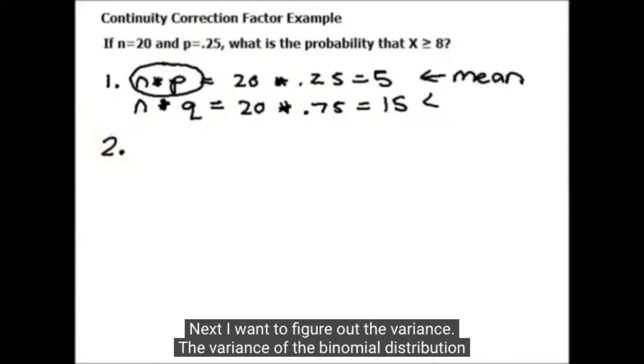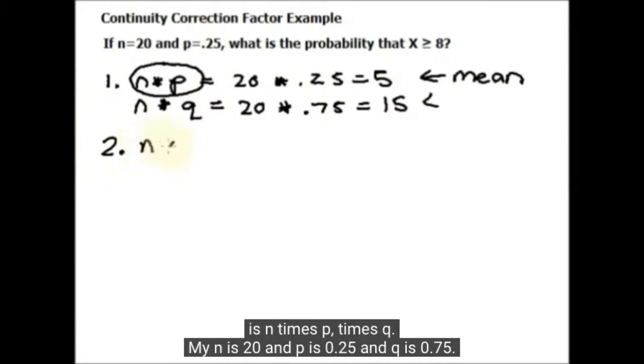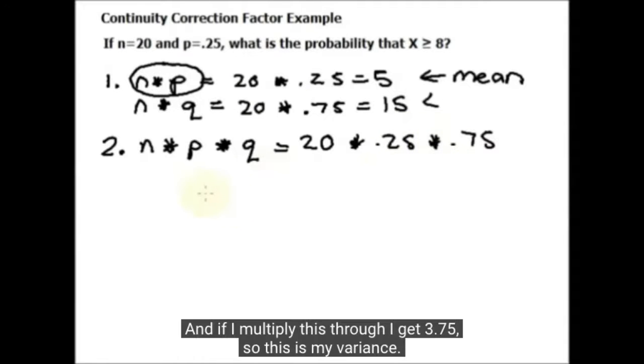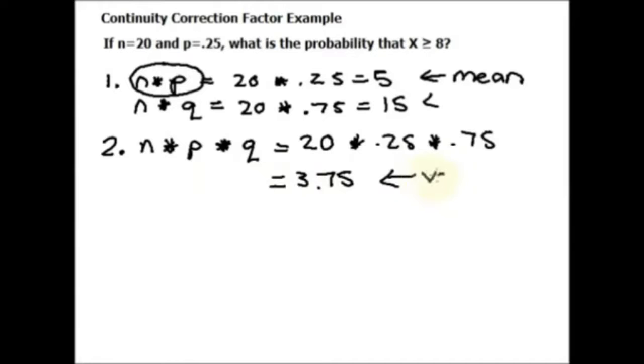Next, I want to figure out the variance. The variance of a binomial distribution is n times p times q. My n is 20 and p is 0.25 and q is 0.75. And if I multiply this through, I get 3.75. So this is my variance.